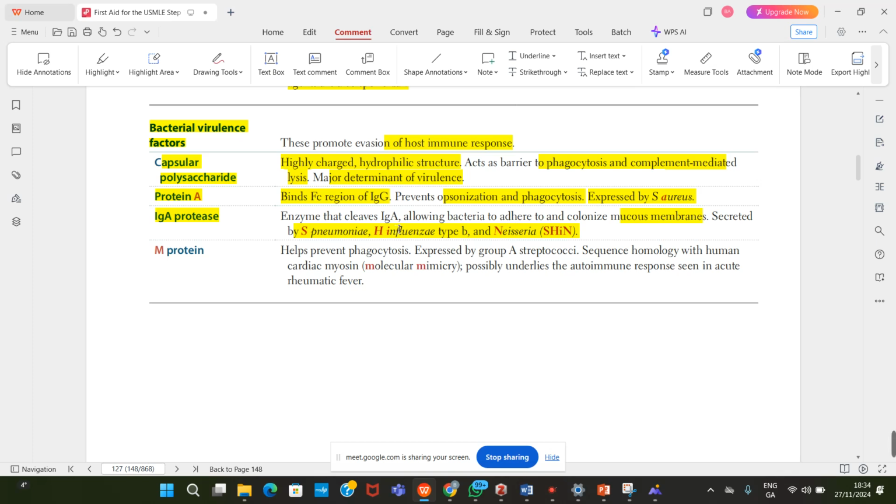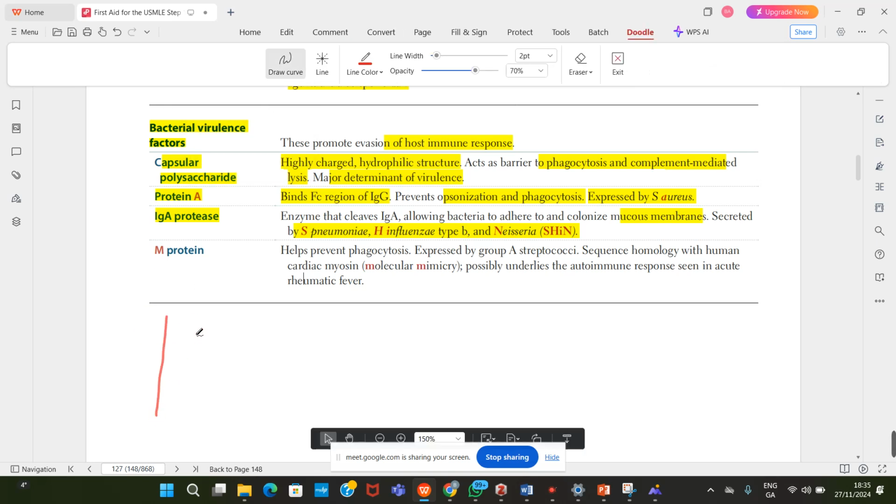Now, some bacteria have the tendency to release IgA protease. IgA protease will come and lyse the IgA that is attached to the mucosa. So if you have a mucosa like this, containing IgA, here we have IgA lining it. So now, Strep pneumo wants to come and cause pneumonia. Pneumonia needs to go to the airway.